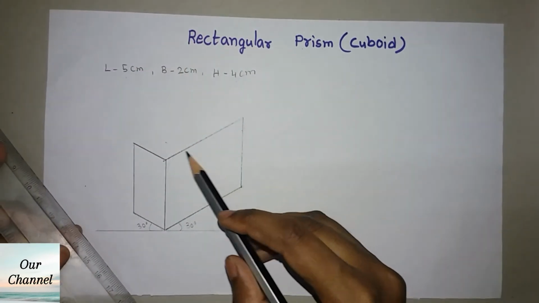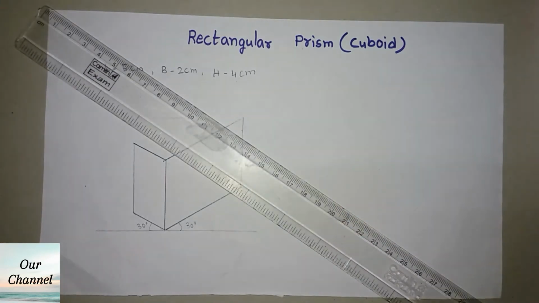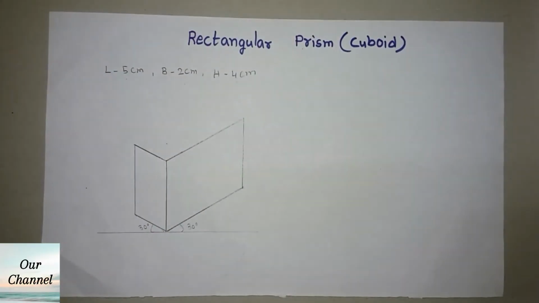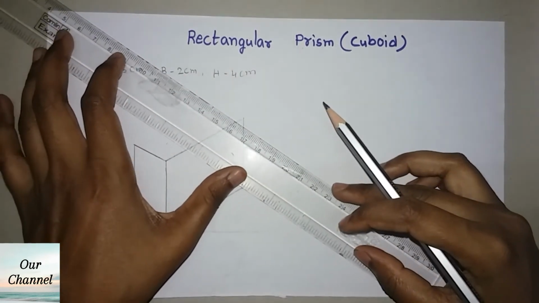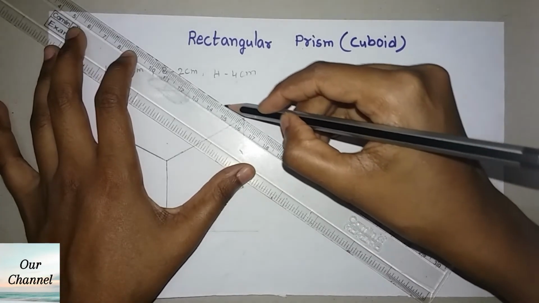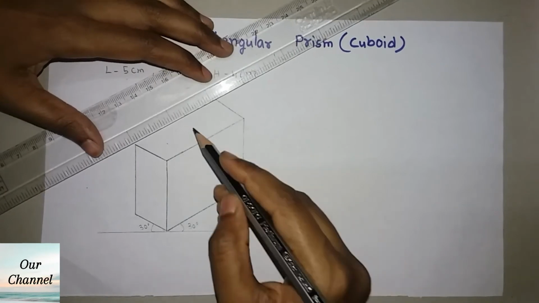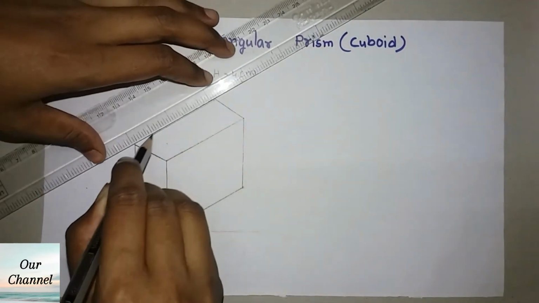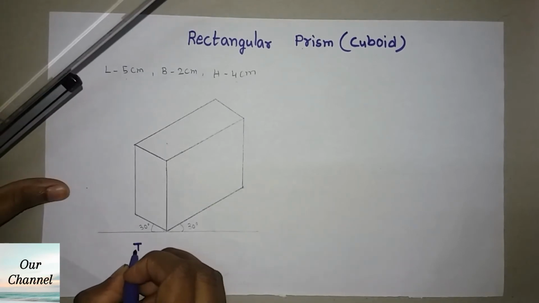Now we should draw one more line which is parallel to this line. So here we are drawing parallel to this line, that is the breadth, 2 centimeters. Here, and now we should join these two lines. This will be the length of the prism, 5 centimeters. So this is our isometric view.